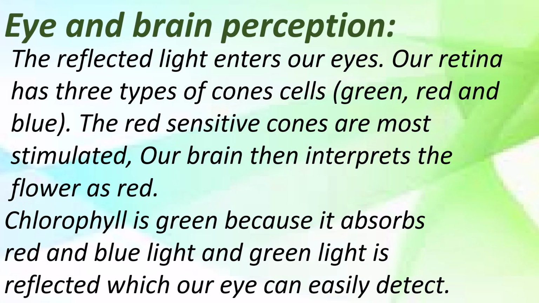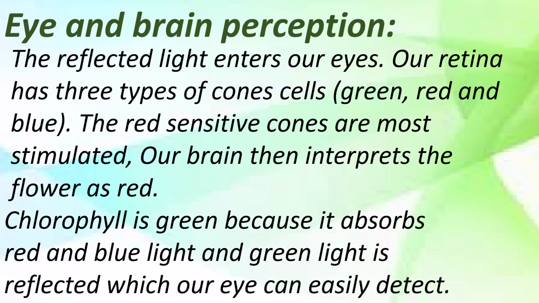Eye and brain perception. The reflected light enters our eyes. Our retina has three types of cone cells: green, red, and blue. The red sensitive cones are most stimulated. Our brain then interprets the flower as red. In this case, the red sensitive cones are stimulated and our brain detects it as a red color.